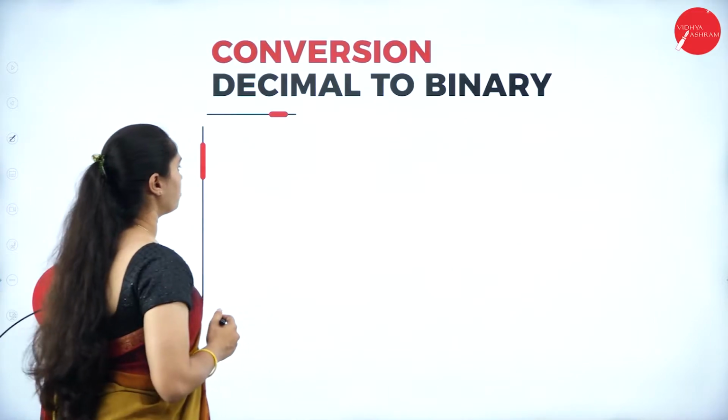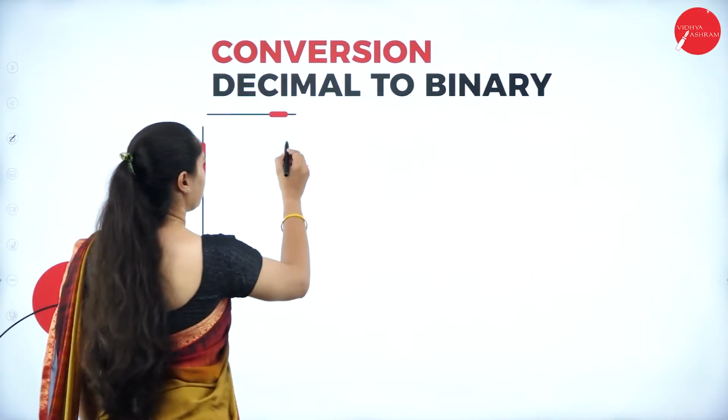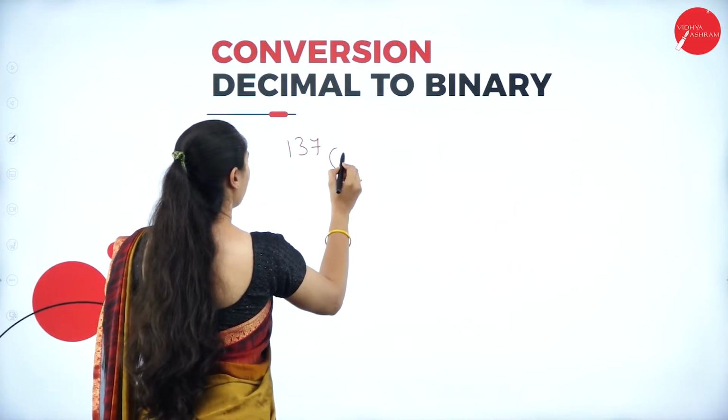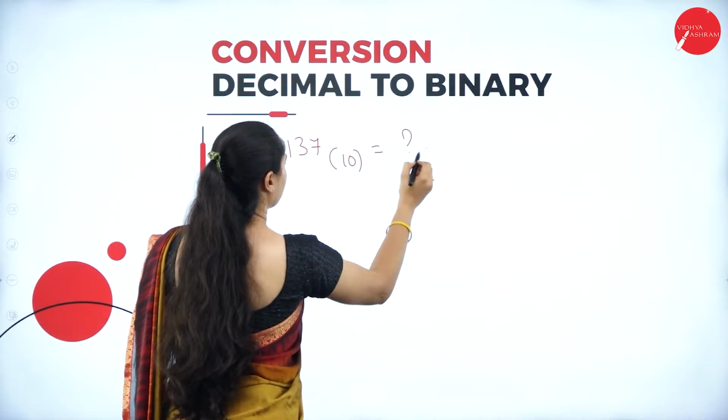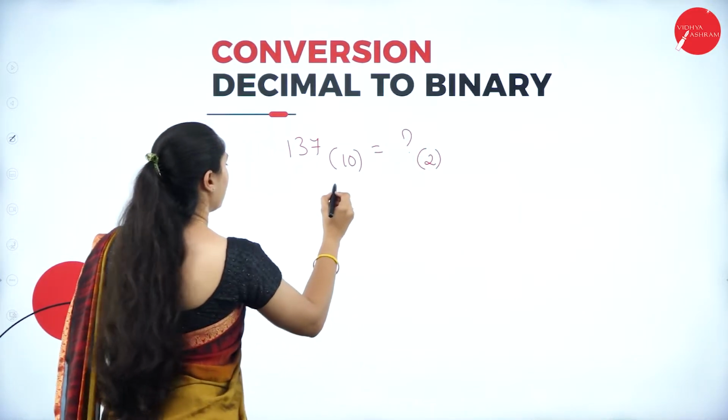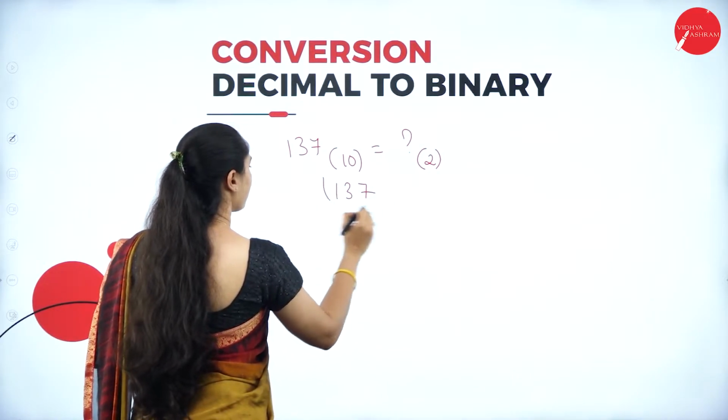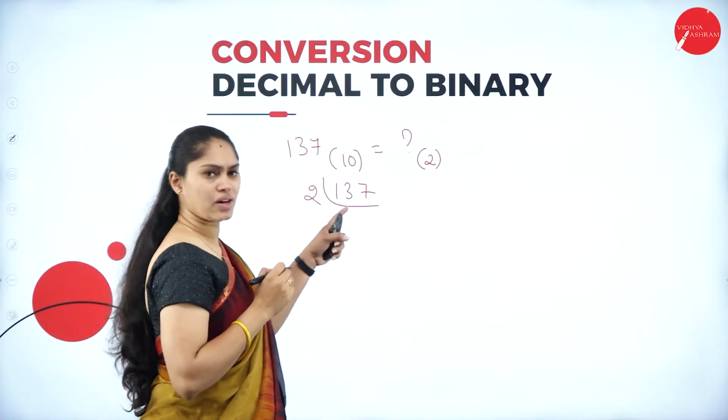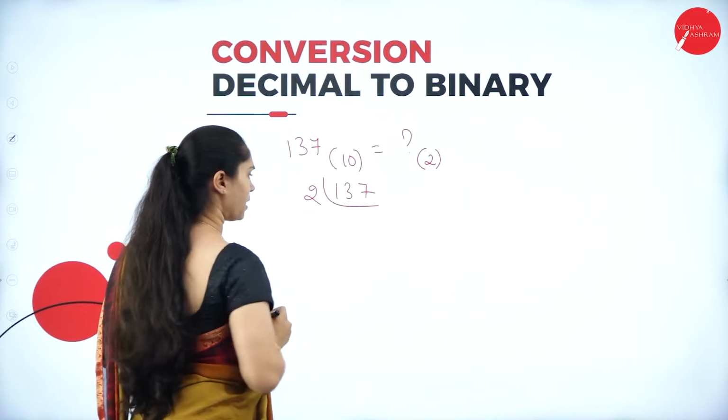Next, we'll have one more question here. Let me consider the number 137, which is of base 10, to be converted into binary. Okay, let me divide it. So here I cannot divide 1, so I will take 2 numbers here. It will become 13.